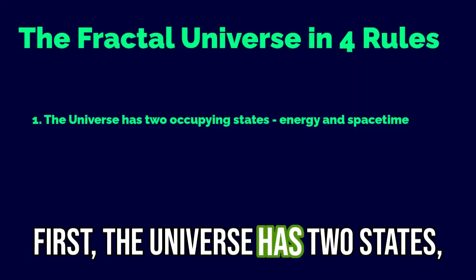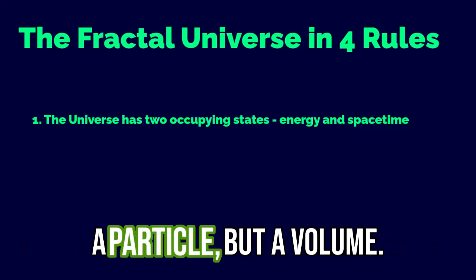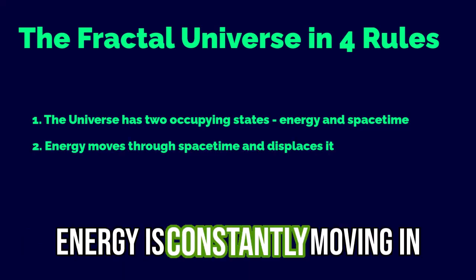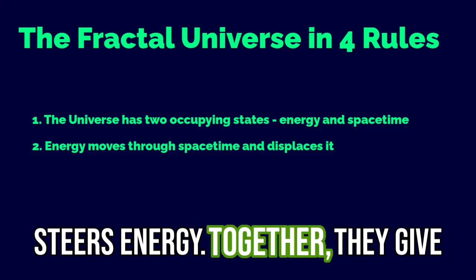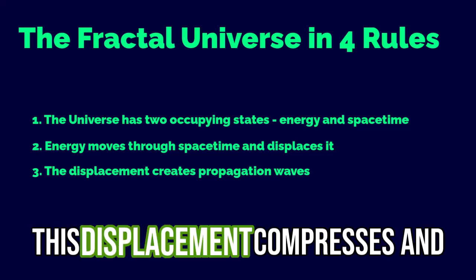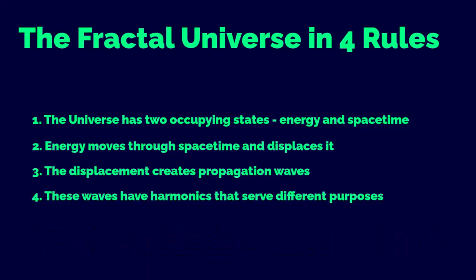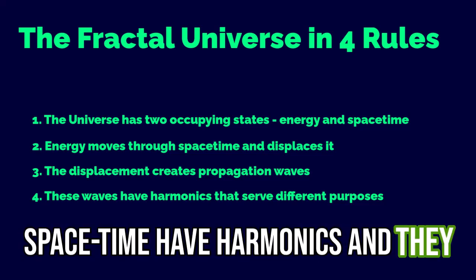First, the universe has two states, energy and spacetime. Energy is not a particle, but a volume. Energy is constantly moving and displaces spacetime, and spacetime steers energy. Together, they give each other structure. This displacement compresses and stretches spacetime, causing it to have different pressures. These pressure waves through spacetime have harmonics, and they do different things.